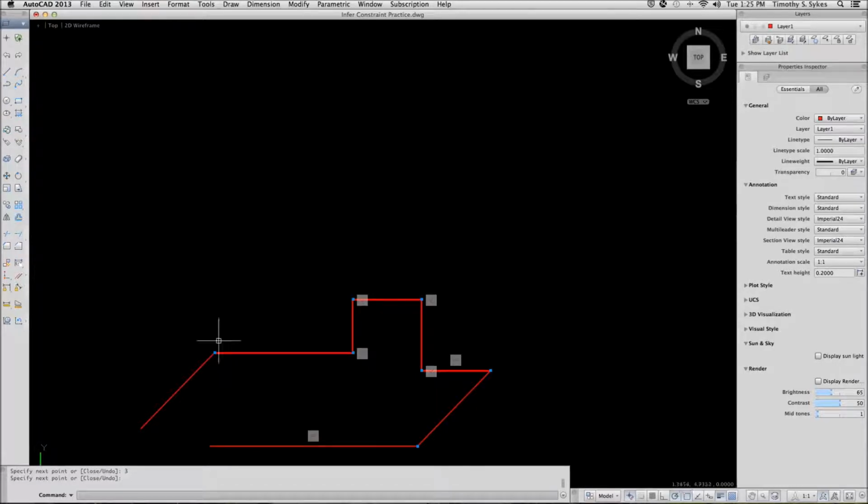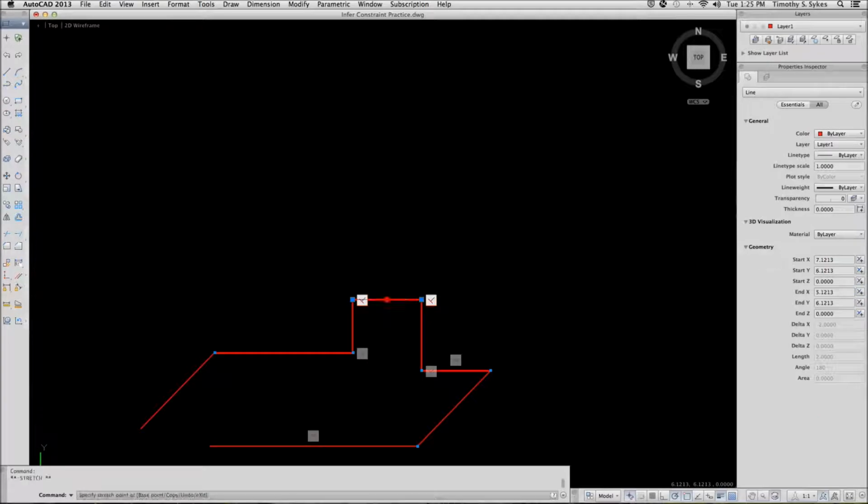Did you notice that as I was drawing, AutoCAD was establishing constraints all along the way? If I move something, notice that everything else will adjust because it is attached. It is constrained.